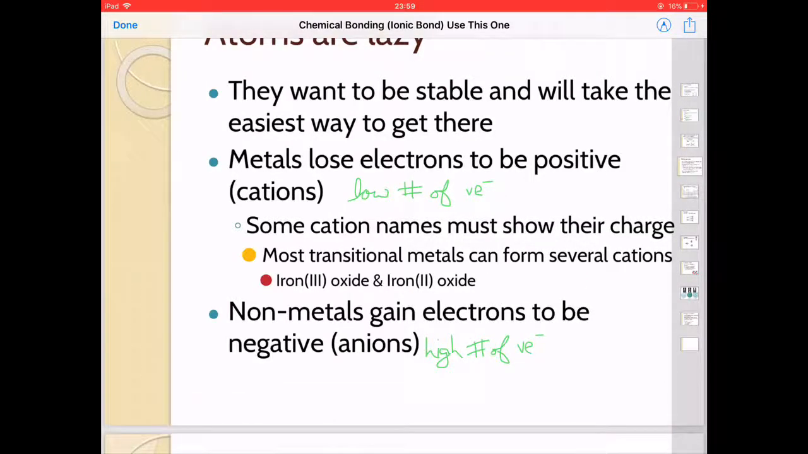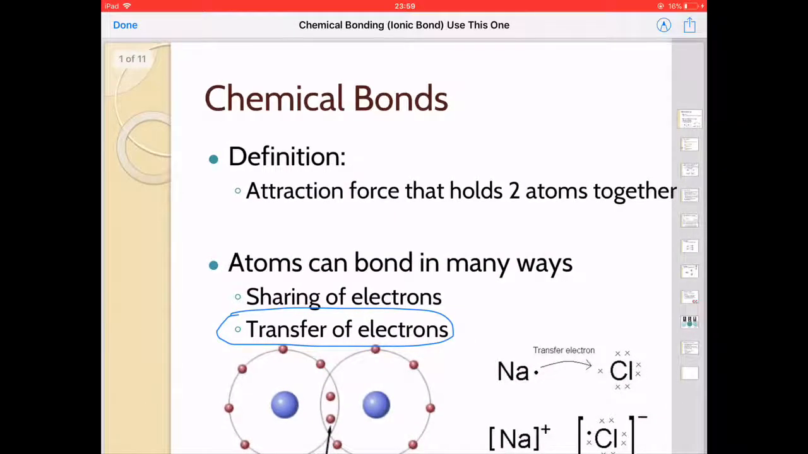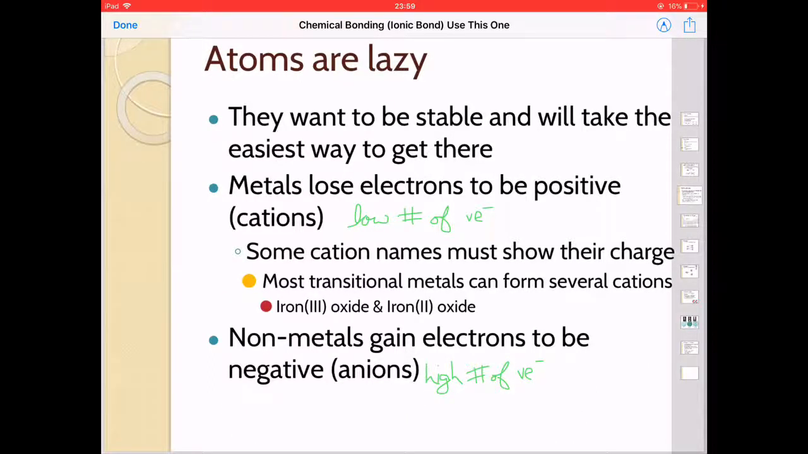We talked very briefly in our last lecture about the charge of electrons and where those come from. The whole point of bonding is so that atoms can become stable. However, atoms are lazy and they want to take the easiest way to get to stability. So if you look at all of the metals on the periodic table in general, they have a low number of valence electrons. I'll show you a periodic table in a second. With that low number, they can either gain a whole bunch of electrons to get to that stable number of 8 electrons, or they can lose a smaller number of valence electrons. Metals typically choose to lose the small number of valence electrons to become positive or cations.